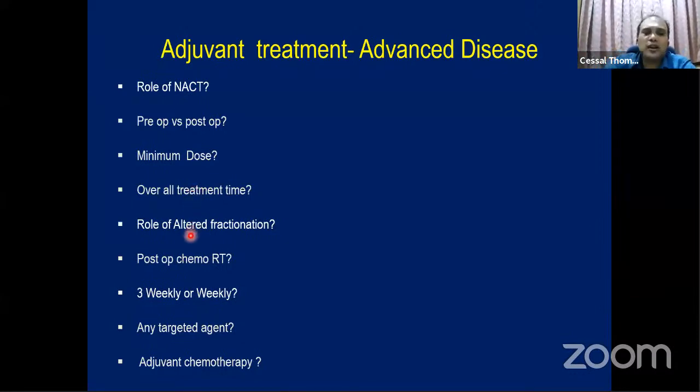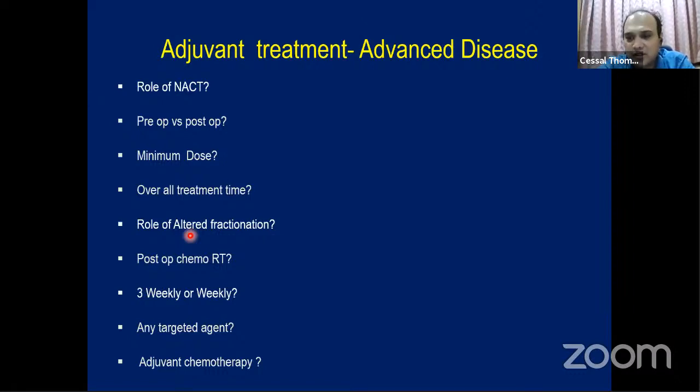Is there a role for altered fractionation? There was a phase 3 trial conducted at Tata Memorial Hospital by Professor Sarpani-Lesker, presented at the ASCO annual meeting in 2016. It was a 3-arm phase 3 trial, the OCAT clinical trial. It included 900 patients.